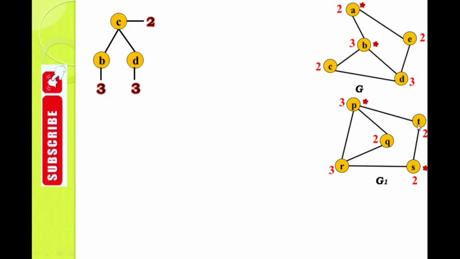If we choose the vertex T, degree 2, there are two adjacent vertices. One is P, another one is S. But here you see degree 3, here degree 2. So I am not choosing the vertex T.